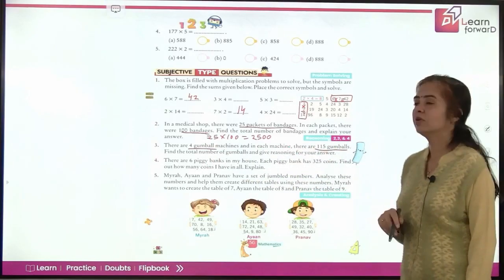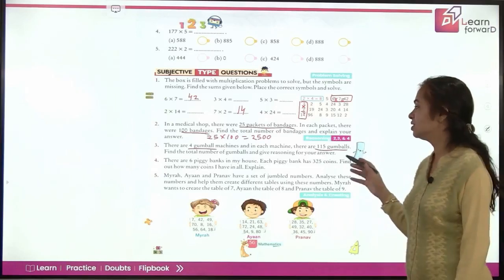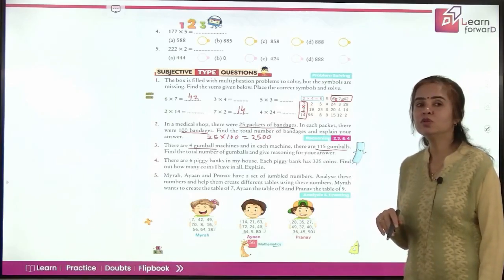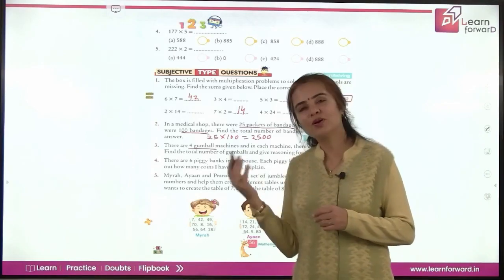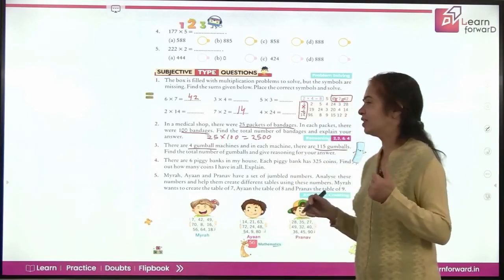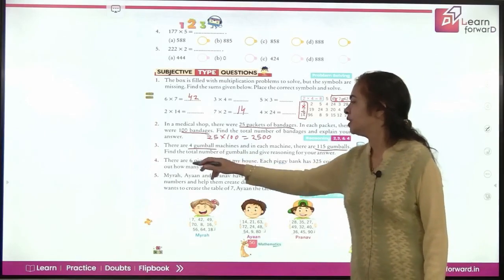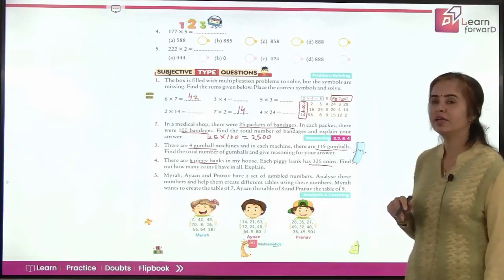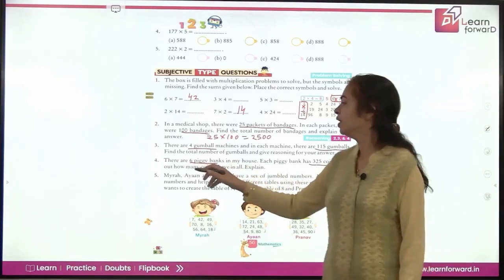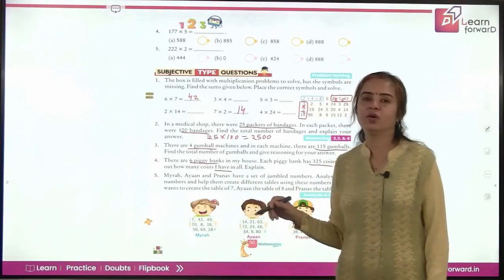Next, there are 4 gumball machines and in each machine there are 115 gumballs. Find the total number of gumballs and give reason for your answer. What will you do? Multiplication. Why will you multiply here? Because it's repeated addition. Perfect answer, children. There are 6 piggy banks in my house. Each piggy bank has 325 coins. Find out how many coins I have in all.